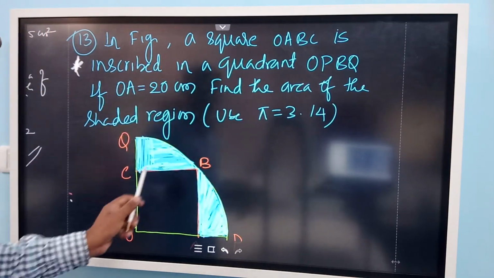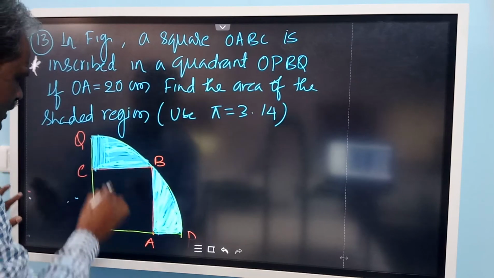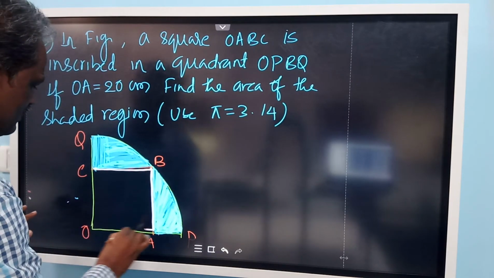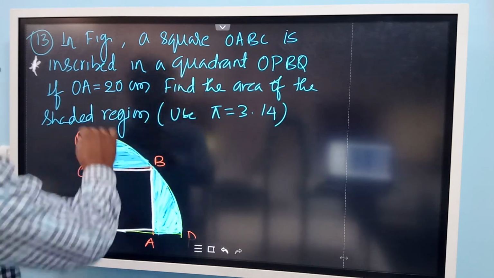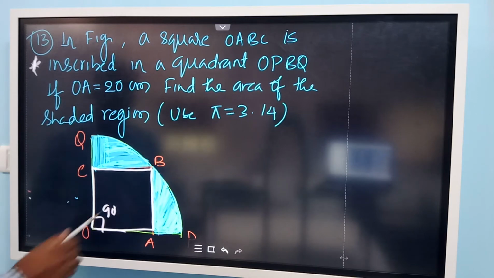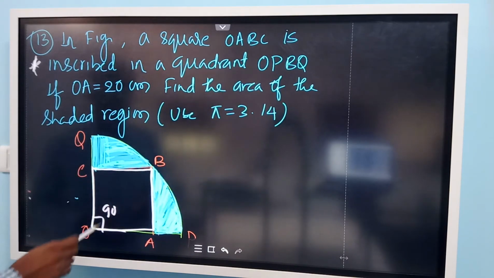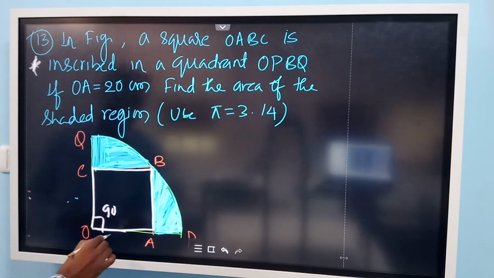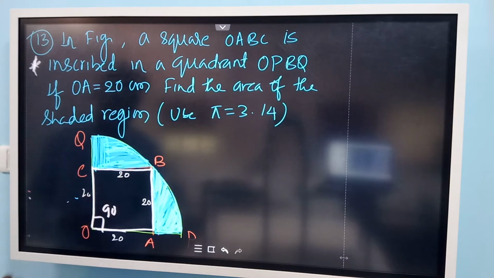Next question. OABC is a square. You can see here one square is there, OABC. The square is given, inscribed in a quadrant. Quadrant means this is 90 degree. OBQ is a quadrant of a circle. OA is equal to 20 centimeter, that means this is 20, so each side of the square will be 20.